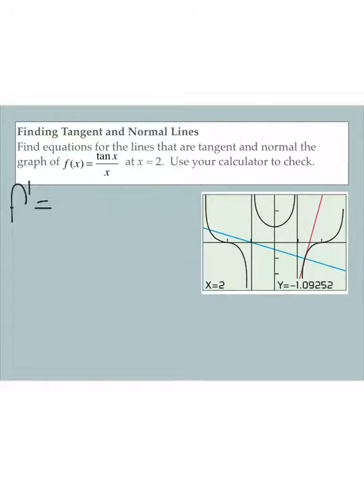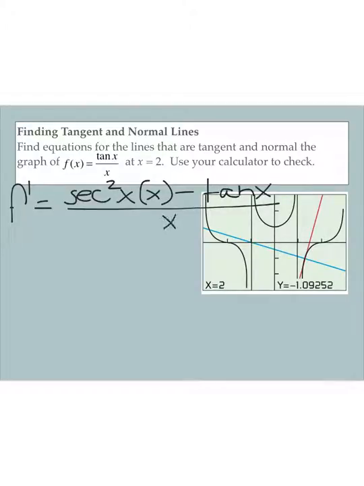Okay, f prime equals. So I take the derivative of the top. F prime here is the derivative of the top. Does anyone remember what the derivative of tan x is? It is secant squared x. So I write secant squared x times x minus the derivative of the bottom. What would the derivative of the bottom be? 1 times tan x all over g squared, which would be x squared.